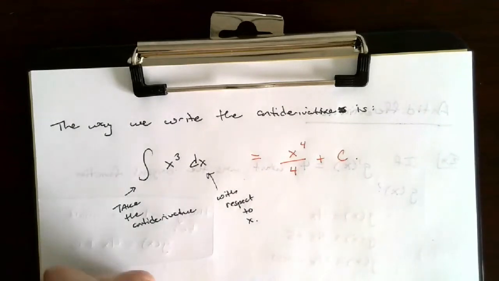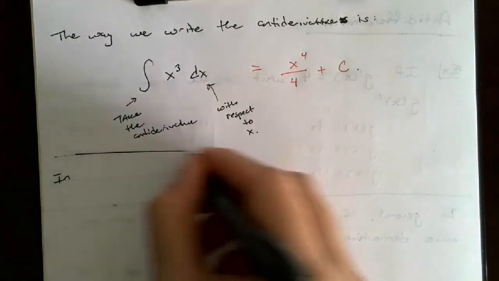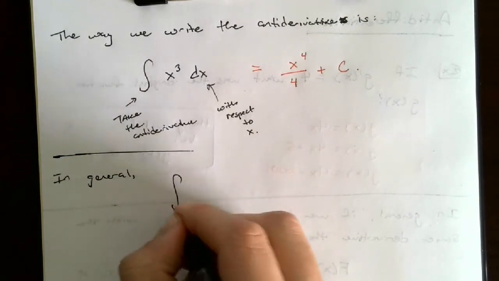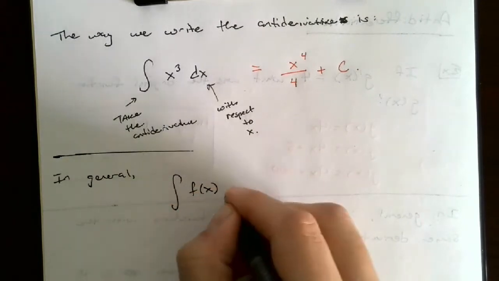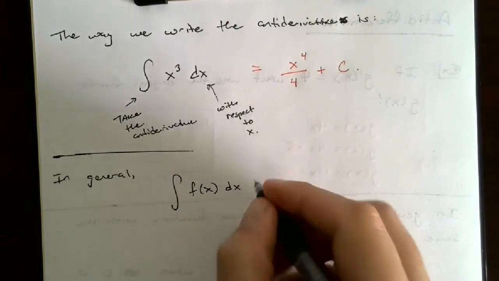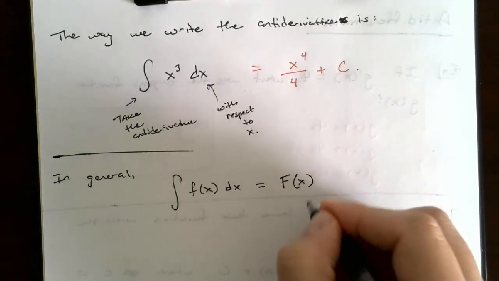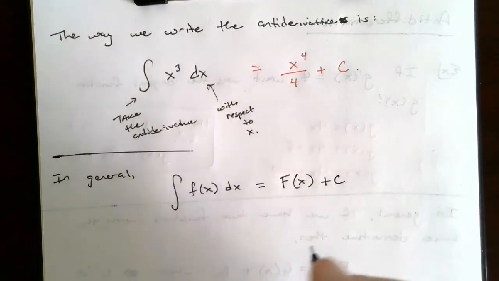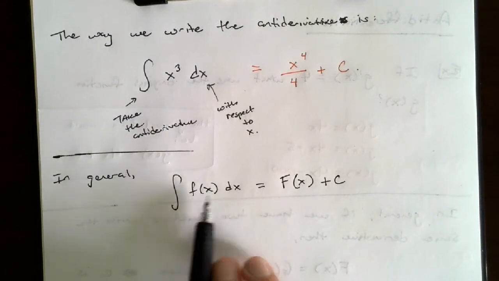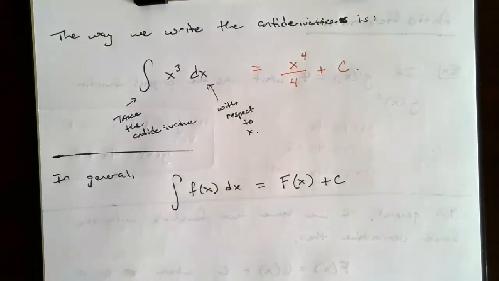So in general, if I write the antiderivative of some function I'm going to call f of x, dx, so take the antiderivative of f of x with respect to x, it's equal to, just to call it something, the antiderivative of f of x, I'll call capital F of x, plus c. That's just how they generally show it. They're saying when you take the antiderivative of a function f of x with respect to x, you get the antiderivative, which we're labeling capital F of x, plus c.